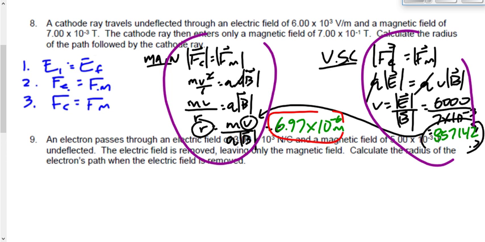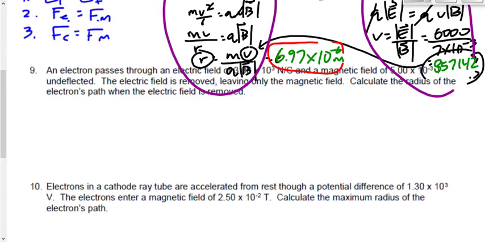Okay, let's take a look at number 9 now. It says electrons in the CRT are accelerated through an electric field of this value, magnetic field of this value. Electric field is removed, leaving only a magnetic field. What's the radius of the electron's path? This is almost the same question, but in this one, it says we have an electric and a magnetic field undeflected. So that's a velocity selection chamber, right? But then we remove an electric field. Like, picture this. In question number 8, we had this.